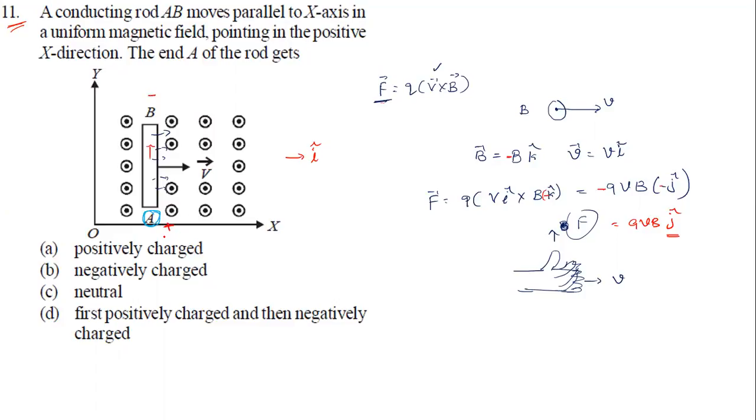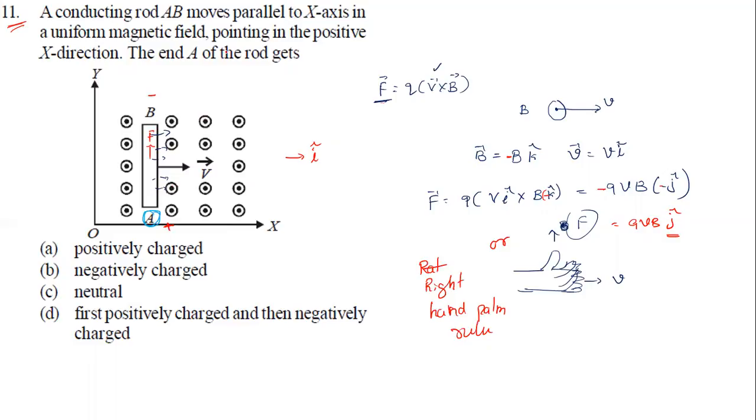Okay, that is one explanation. Other explanation: by using the right hand palm rule. Simple, we hold our fingers along the direction of velocity and bend them into the direction of the magnetic field. So what will happen? The thumb is indicating the upward direction, means the force is in the upward direction. Since the force is upward, the electron will start moving up. So A gets positive potential, B gets negative potential.